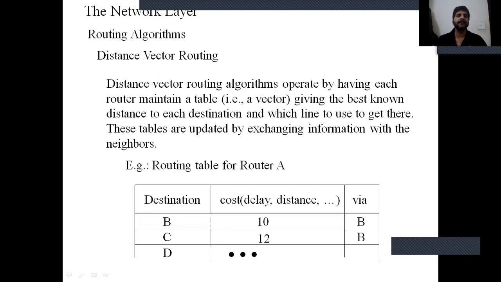For example, the routing table for router A. The first column takes the information of destination, and the next column maintains the information of cost, delay or distance, and the last column says via which router is used. So we maintain the routing table like that: destination, cost and via.